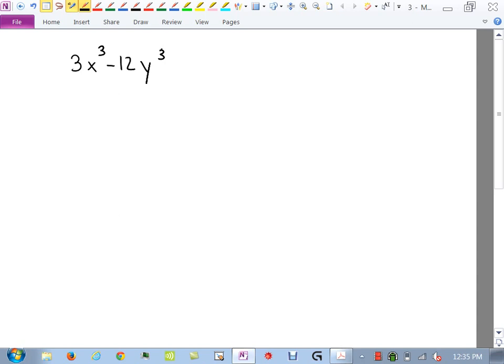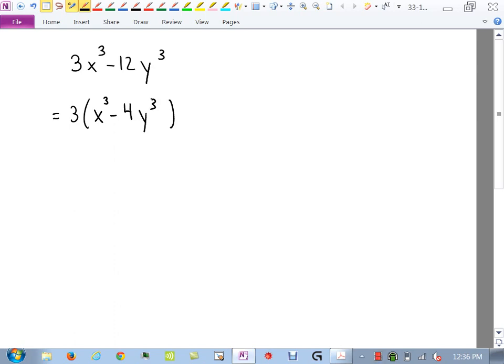Okay. All right, so what do we got here? How many terms? 2? You got a GCF there? 3? So you can pull just a 3 out, which leaves you with enough space there for 2 terms. What are those 2 terms? X cubed minus 4y cubed.